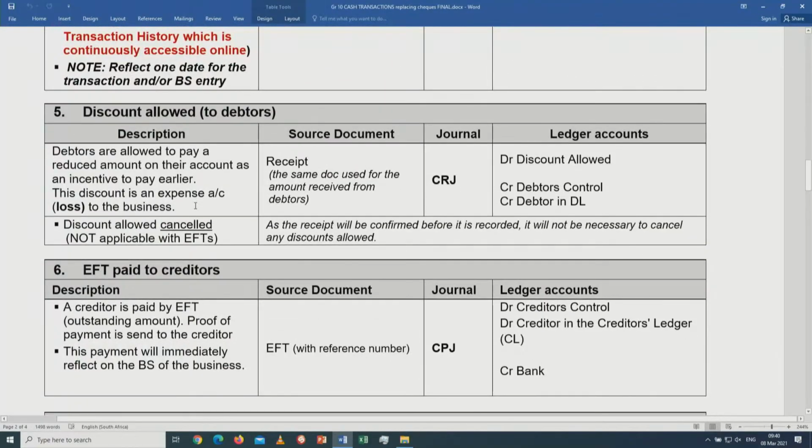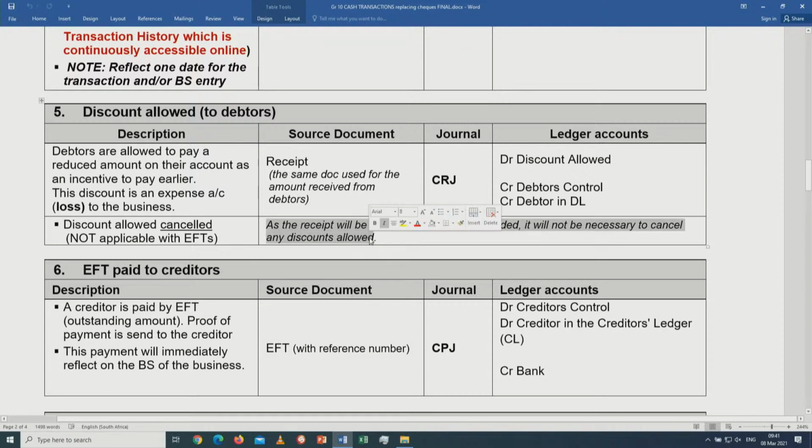Then let's check the discount allowed. Debtors are allowed to pay a reduced amount on their accounts as an incentive to pay earlier. So this discount is an expense or a loss to the business. Under the receipt, the same document used for the amounts received from the debtor, you record that under the CRJ. Ledger accounts: debit discount allowed, credit debtors control, and credit debtors in the debtors ledger. Discount allowed cancelled is not applicable with EFTs, as the receipt will be confirmed before it is recorded.